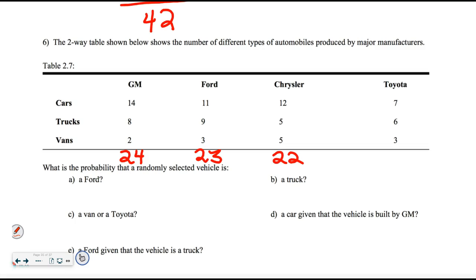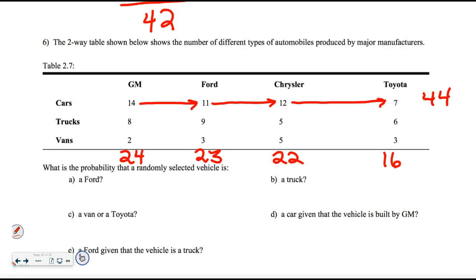And the Toyotas, there's 16. What I need you to do, champ, is add those 4 numbers up. Okay? So I went this way, now we're gonna go across. So Nick, you're gonna take out your calculator and go 14 plus 11 plus 12 plus 7. 44.